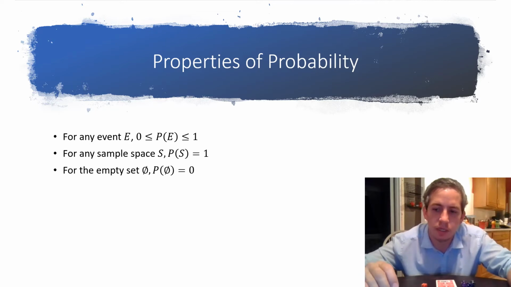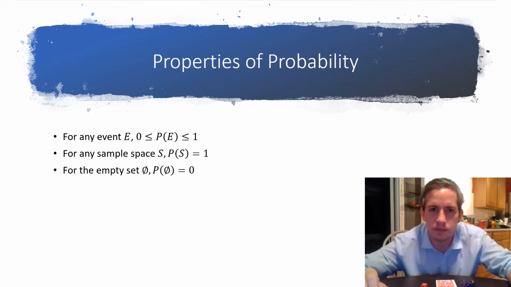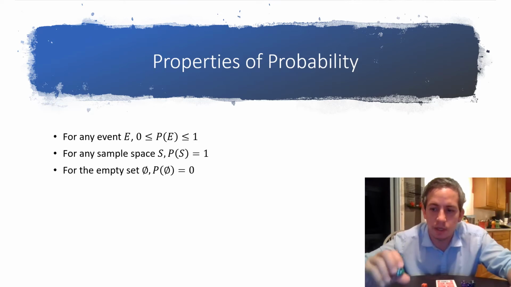And it also doesn't make sense to have a 120% chance. Not only do I roll an even, I rolled it twice in the same roll. That doesn't make any sense. So it has to be between 0 and 1, or 0 and 100%. So for instance, rolling an even on a die has a probability of 50%. And I did it. Great, I win.